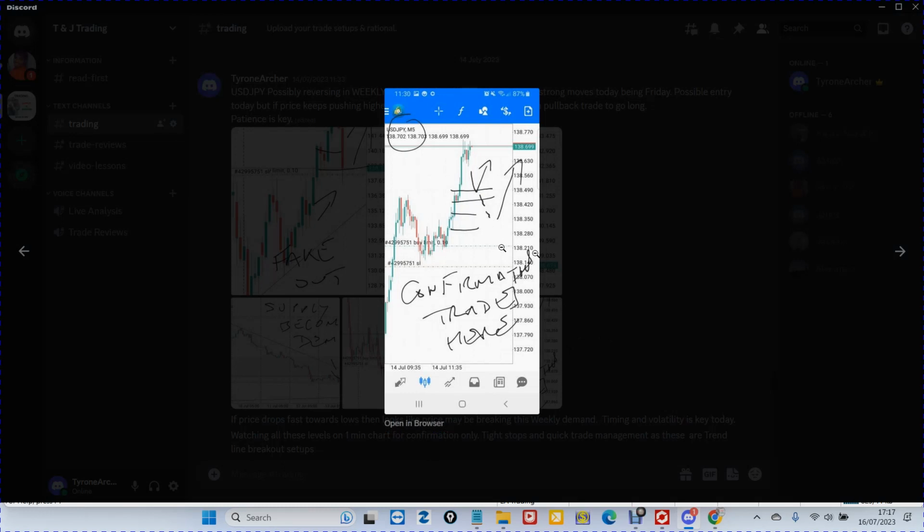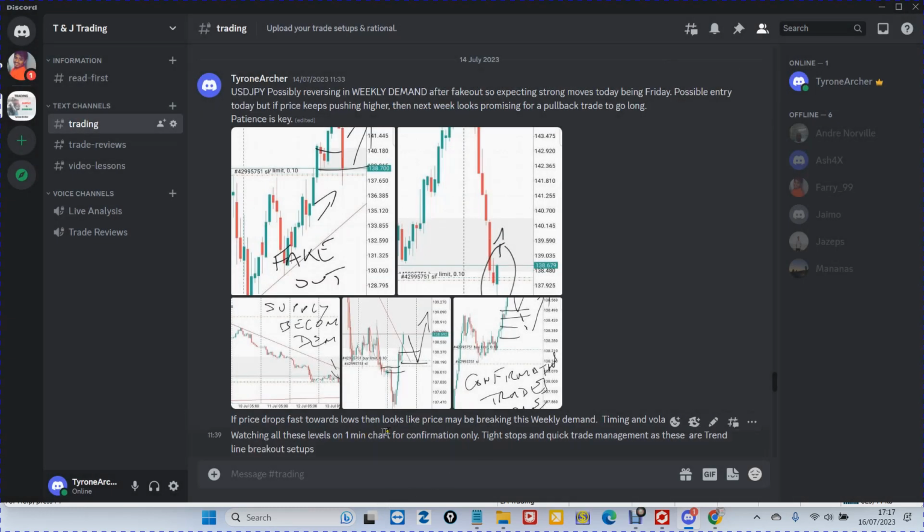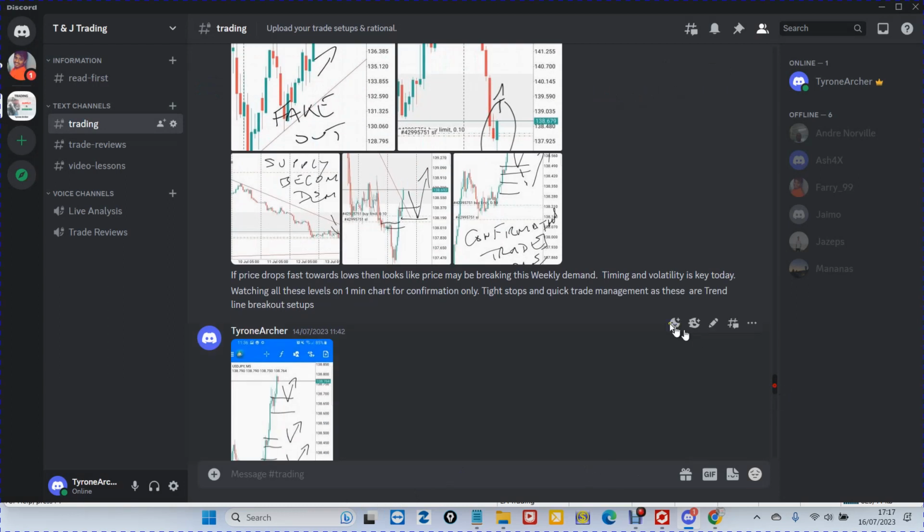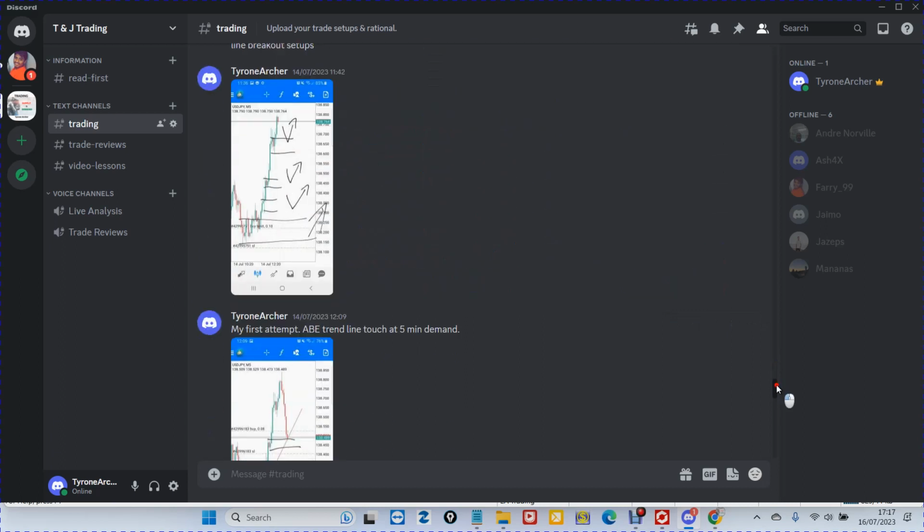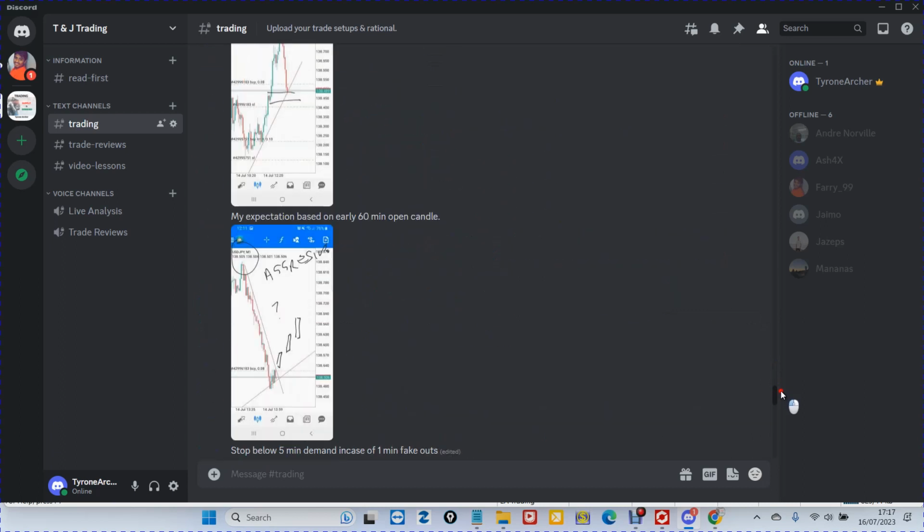Confirmation trades, one of these levels. If price drops fast towards the lows, then look, price may be breaking this weekly demand. That's what I'll be careful of. Timing and volatility is key today. Watching all these levels on 1-minute charts for confirmation. Tight stops, quick trade management. These are trend line breaks. Now, I believe I got, did I first attempt? I believe I got stopped out.